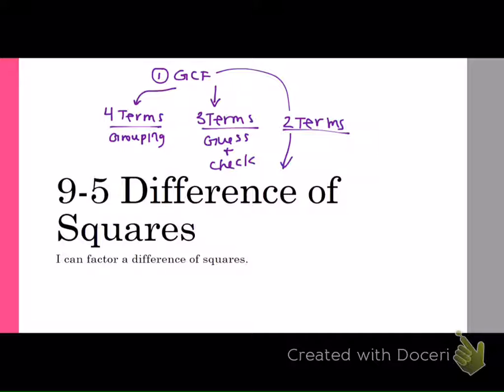So, difference of squares is when you have 2 terms. What does the word difference mean? Subtraction. Squares are perfect squares. So, somebody please tell me a perfect square. Raise your hand and tell me a perfect square.